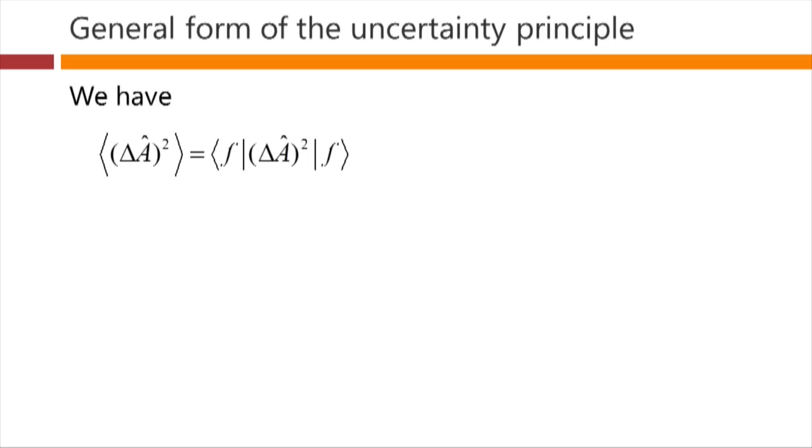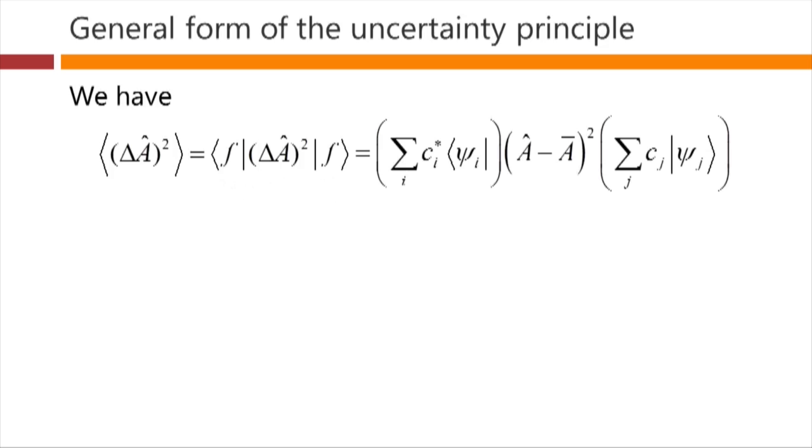So we have the expectation value of this operator, delta A all squared, by definition, if we're in the state F, is just this form here. And we can expand F in both cases here. Here's our expansion of F that we wrote down. Here's the expansion of the bra vector version of F. Of course, we use a different index in here. And here's our delta A squared operator written out.